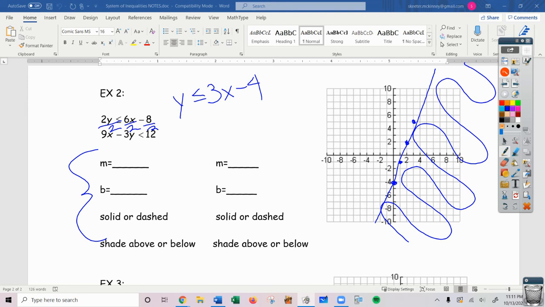Then we are going to look at our second inequality. Our second inequality also has to be solved for y. So our solving for y skills, again, we're still using them. Subtract that 9x from each side.